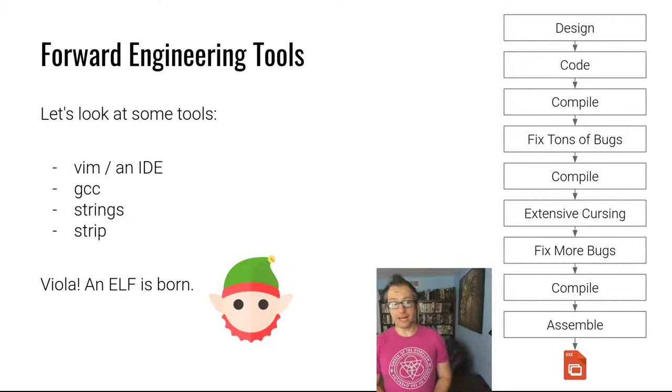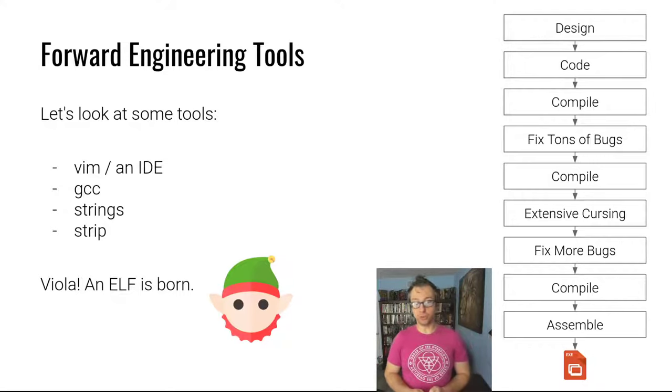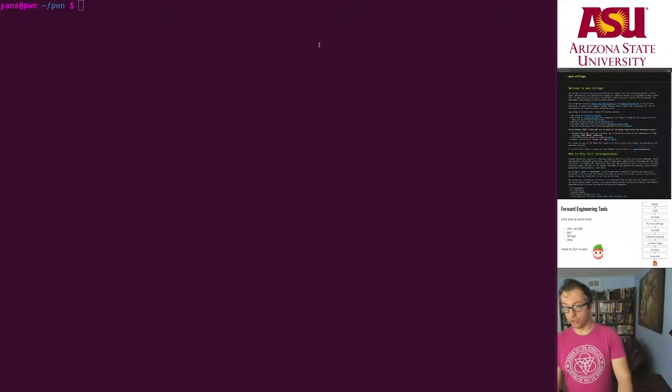Let's look at some forward engineering tools to contextualize the reverse engineering process. We're going to look at an IDE. I use Vim. Some people use a real IDE, but we will not be doing that here. And then we'll look at the compilation process, what it leaves behind, what information is still there, and then what happens when we strip that information away. All right, let's check this out.